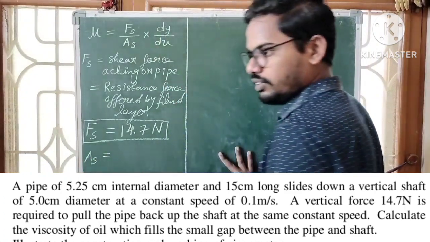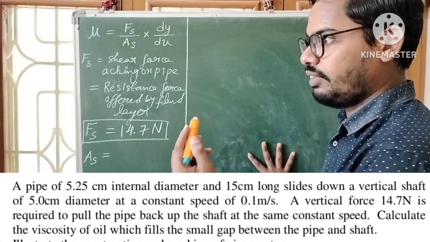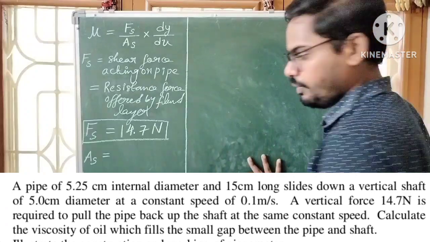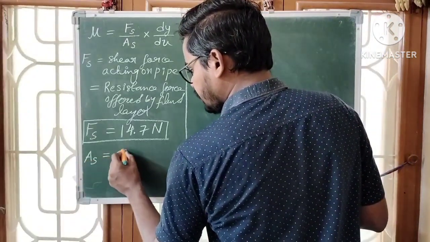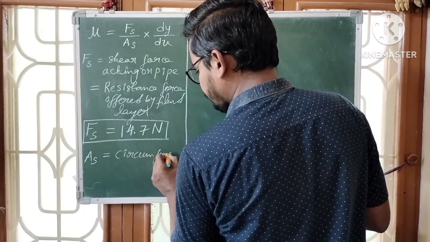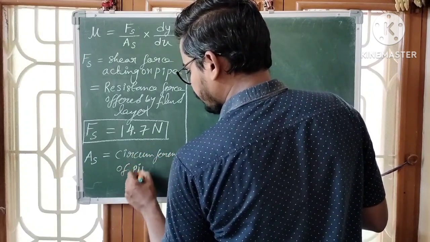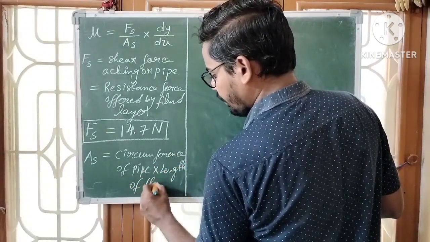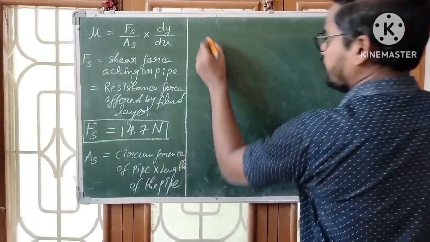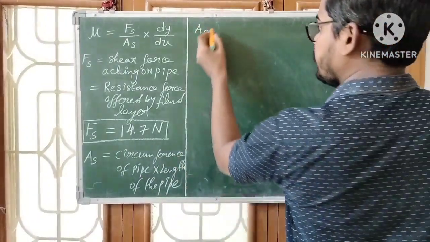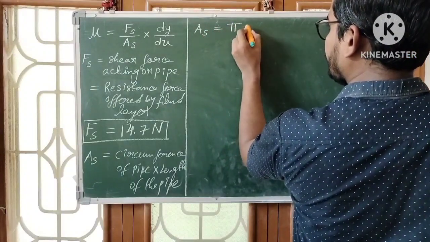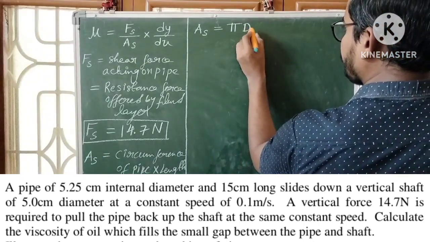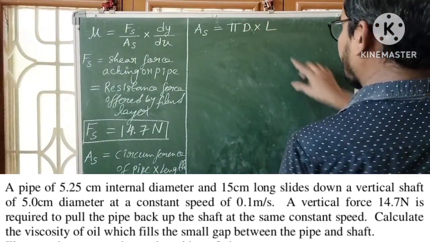As means shear area. Here we have a circular pipe, so the shear area is that of a cylindrical pipe, since the pipe is cylindrical in shape. So shear area is equal to the circumference of the pipe into the length of the pipe. This is the formula for shear area in case of cylindrical pipes. So As is equal to pi d into L, where d is the diameter of the pipe and L is the length of the pipe.